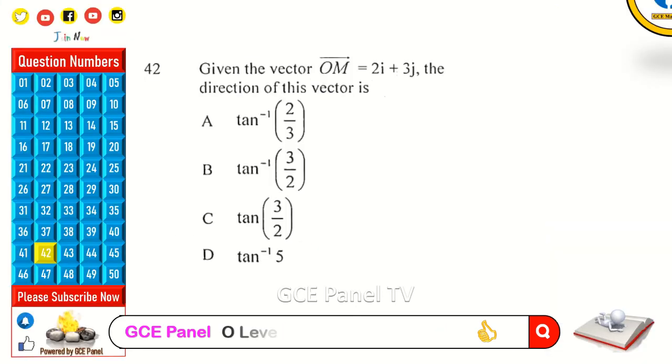Question 42. Given the vector OM is equal to 2i plus 3j, then the direction of this vector, direction just means tan inverse of y component on x component. Our y component here is 3. So tan inverse of y component on x component. So our key here is B.